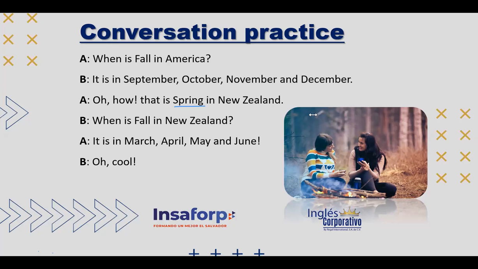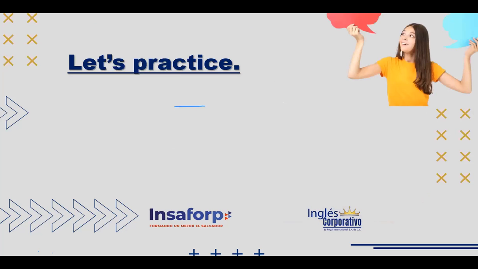Carla, usted comienza, please. When is fall in America? It is in September, October, November, and December. Oh, how? That is spring in New Zealand. When is fall in New Zealand? It is in March, April, May, and June. Oh, cool. Okay, thank you. You did a great job. Now let's go with the final question. Vamos a ver las preguntas. Let's practice. This is the last practice we're going to have today.